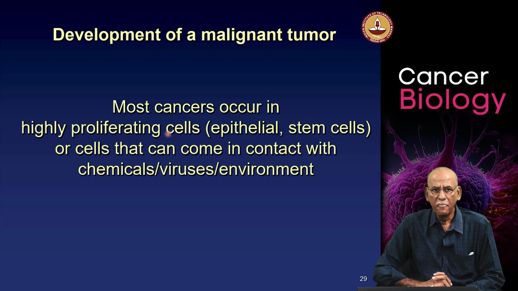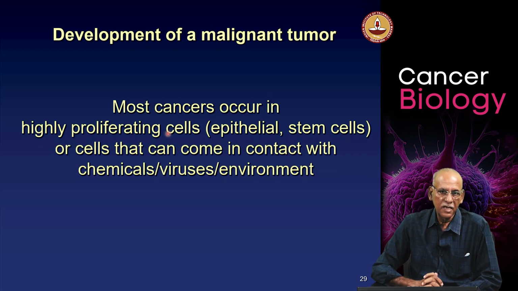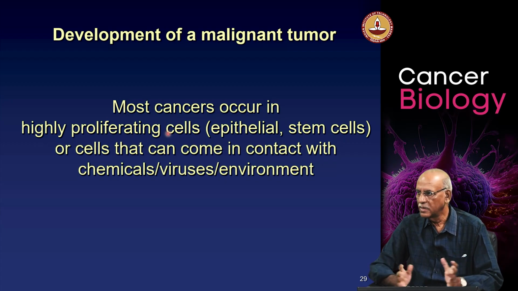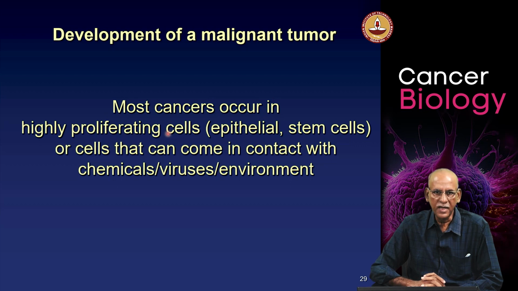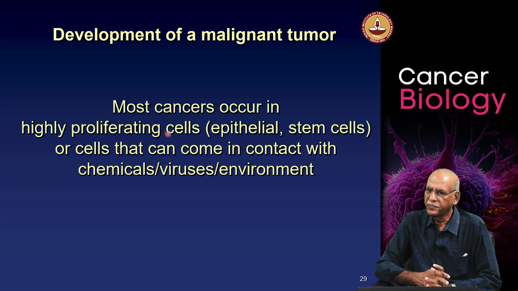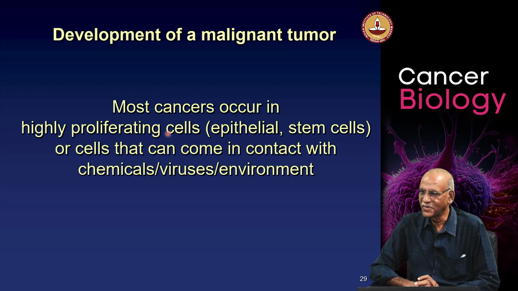Or alternatively, this is one thing, highly proliferating cells. Other avenue is chemicals, viruses and environment. Just now we talked about the various factors that can induce cancer. So, they can also ultimately turn the normal cells into cancer cells. Now, I will ask one interesting question for which the answer is there in the next slide. You all heard of cervical cancer, breast cancer, stomach cancer, pancreatic cancer, many cancers you must have heard of. Have you heard of heart cancer? Heart can get cancer or not?